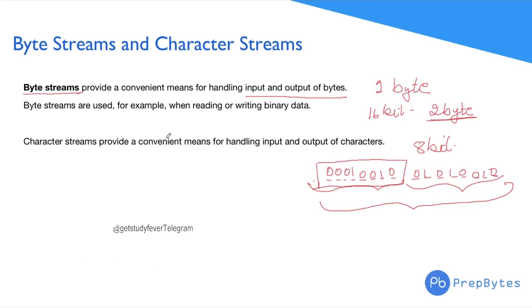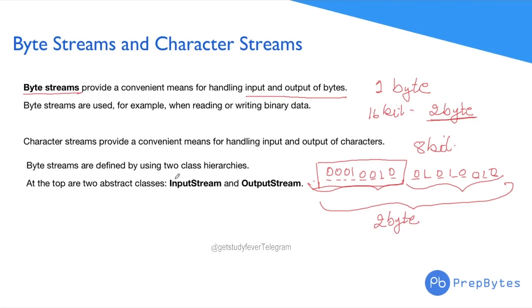But in case of character streams, we can read 2 bytes at a time, so it is convenient for handling input and output of characters. In byte stream, how are byte streams implemented? A byte stream is a concept that has to be implemented using classes so that we can use it in our program, right? It is defined using two abstract classes, InputStream and OutputStream. These are two abstract classes that are implemented by lots of concrete classes.